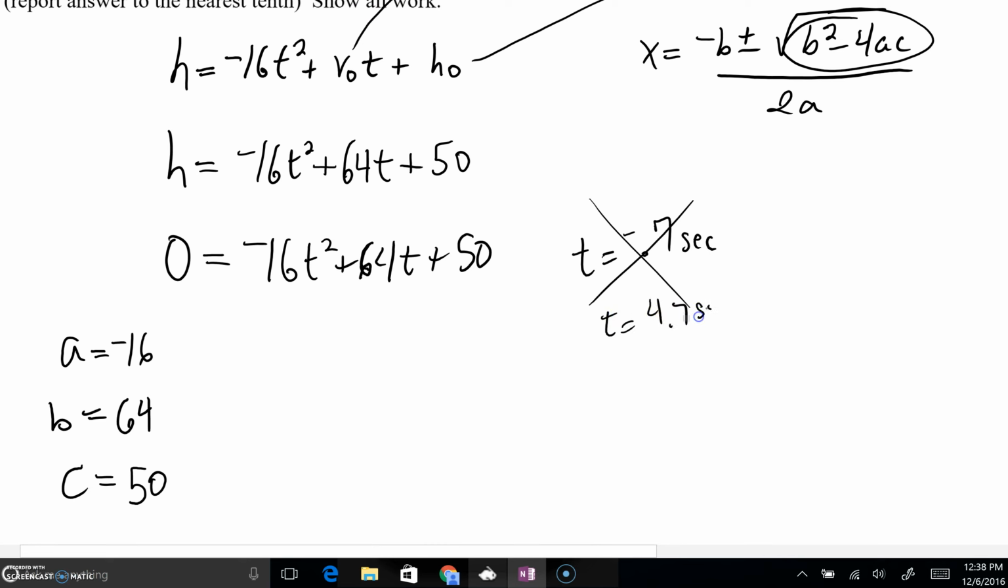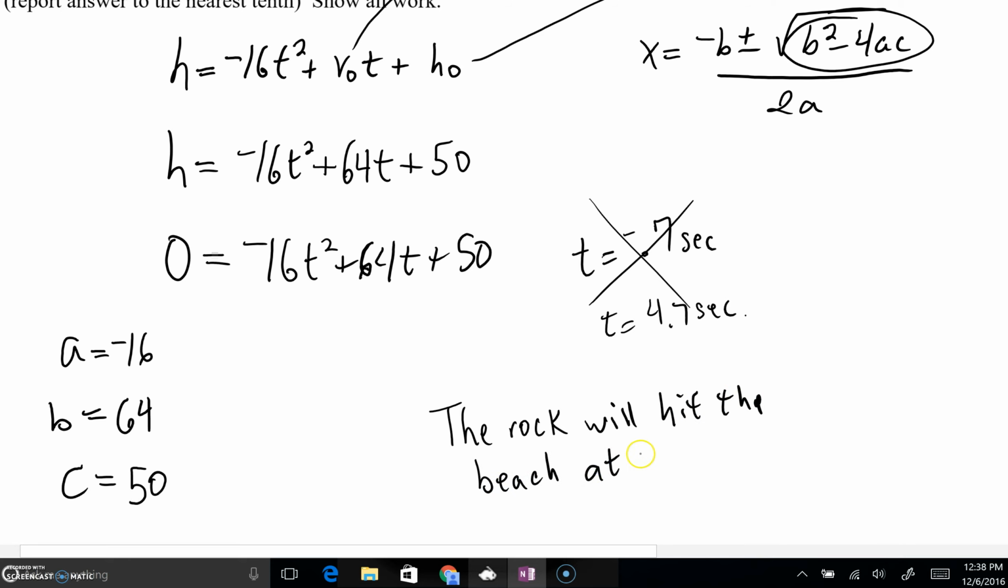But please hear this, to get full credit, you need to write a sentence. You can say, the rock will hit the beach after 4.7 seconds, or at 4.7 seconds. And that's all you have to do.